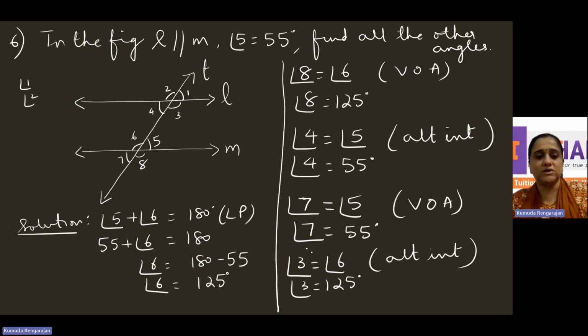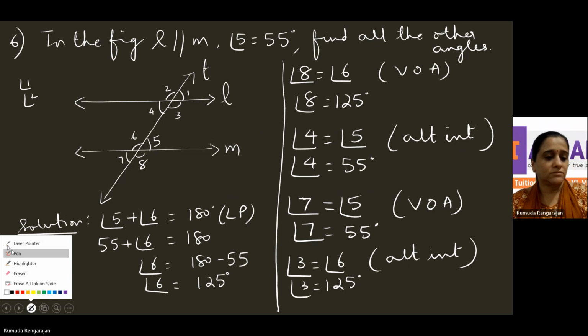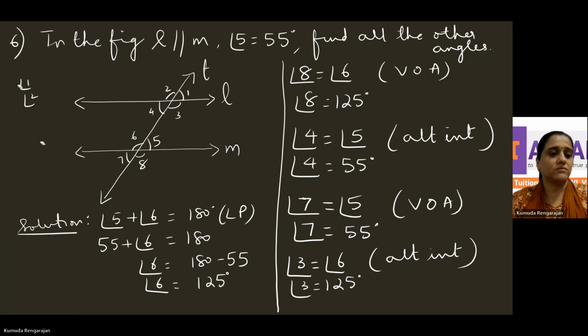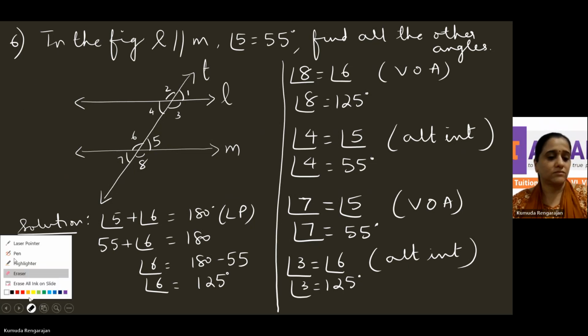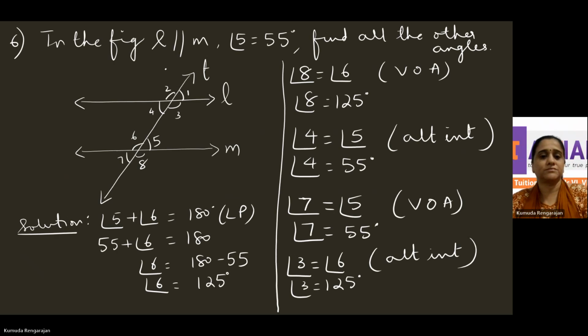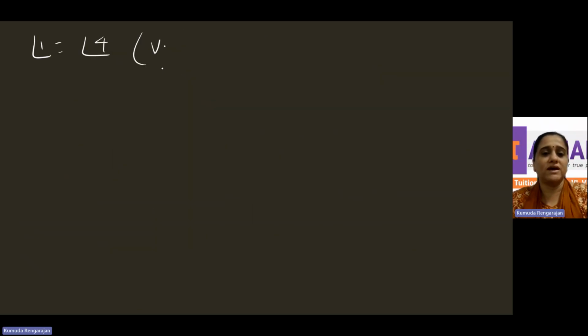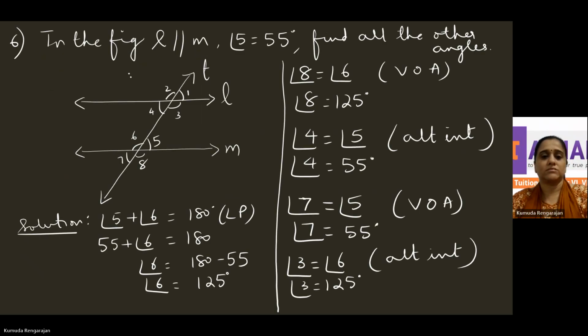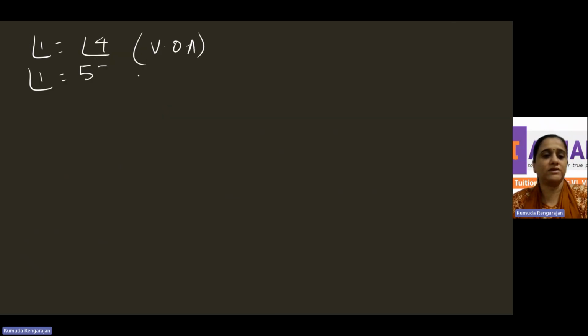Yeah, angle 1 is equal to angle 4. Okay, reason? Vertically opposite angles are equal. Okay, so angle 1 is equal to, what's the measure of 4? 55. So 1 is equal to 55 degrees.